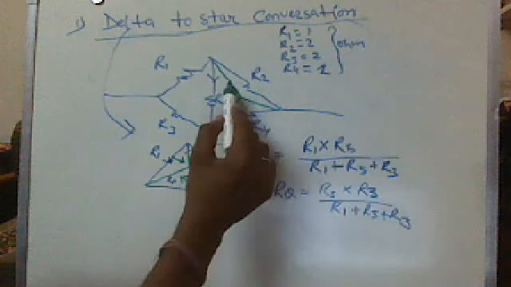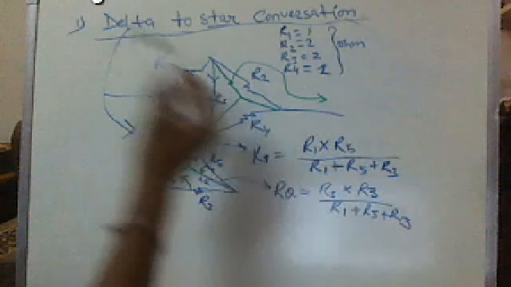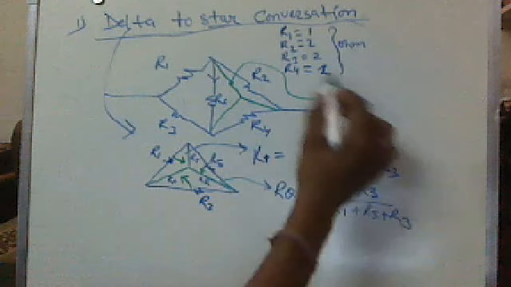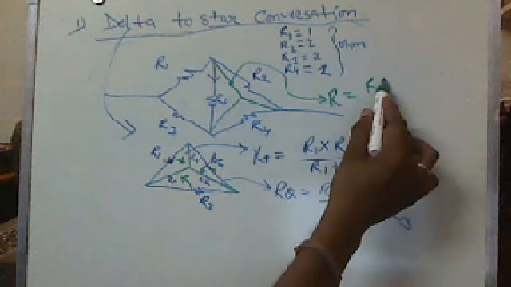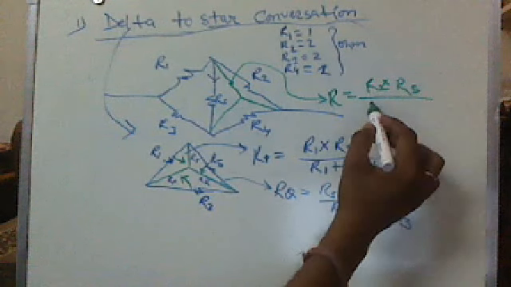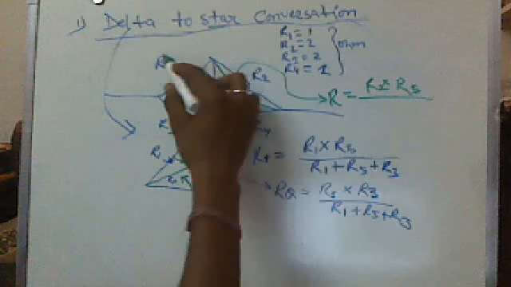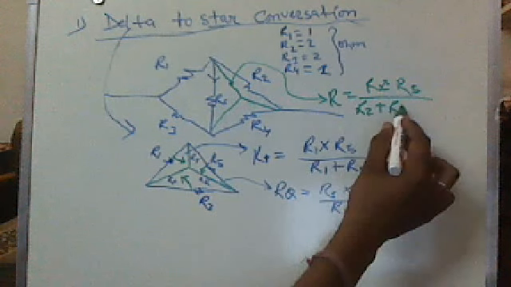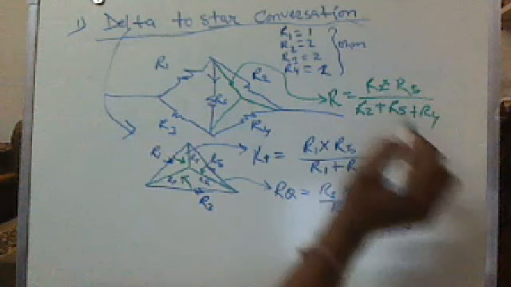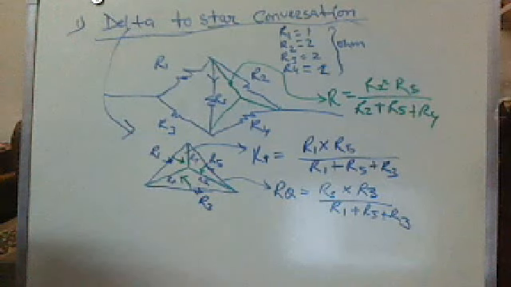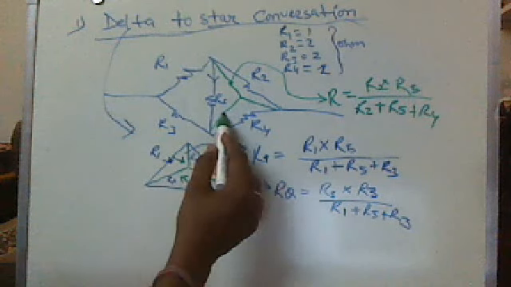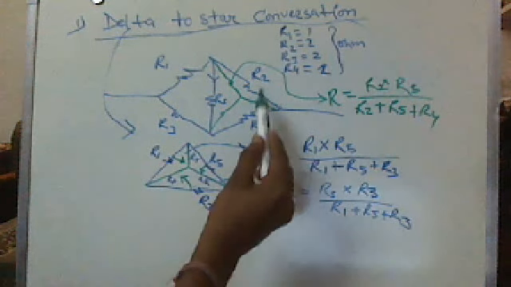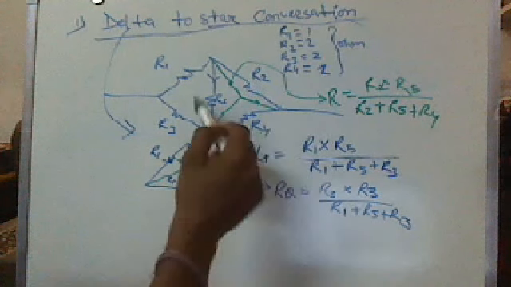So what should be this resistance? This resistance should be R2 multiplied with R5 upon the total resistance in this circuit only, not R1 and R3, that is R2 plus R5 plus R4. And this resistance should be R5 multiplied with R4 upon the total resistance, and this one should be R2 multiplied with R4 upon the total resistance.